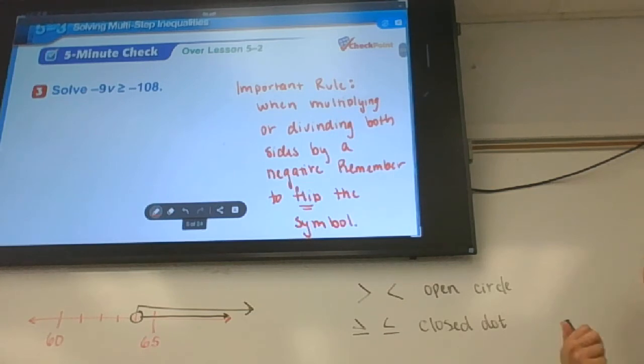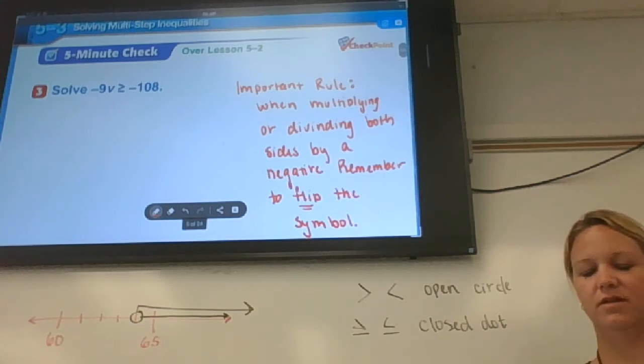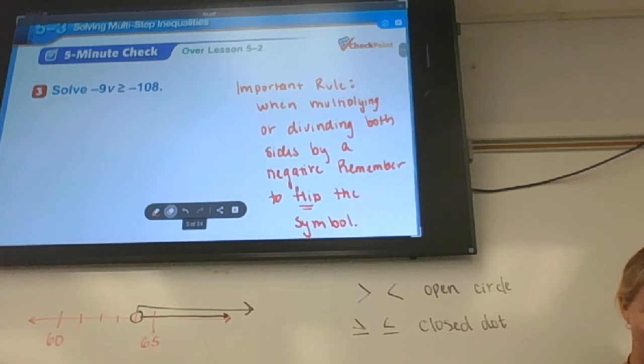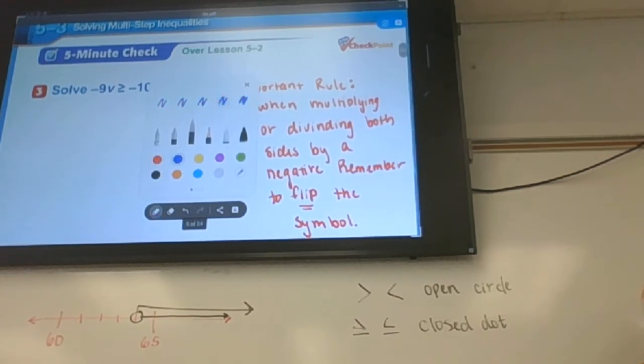Thumbs up if you remembered the important rule. I definitely did. When multiplying and dividing both sides by a negative, remember to flip the symbol. It kind of looks like a trick. Oh yeah, I actually did use that. That's just kind of common sense at this point. What do you mean, flip the symbol?